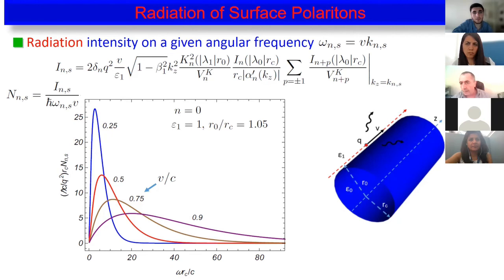Again, we determine this K and S from the eigenvalue equation for the waveguide, and by using this we evaluate the radiation intensity by using this formula. Again, this is an exact formula. And here I have presented the number of radiated surface polaritons as a function of the frequency. Again, you can see that we can have a sufficiently large number of radiated surface polaritons. These are given for various values of the particle motion.